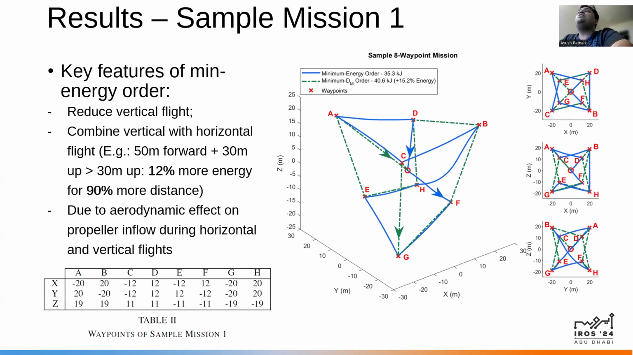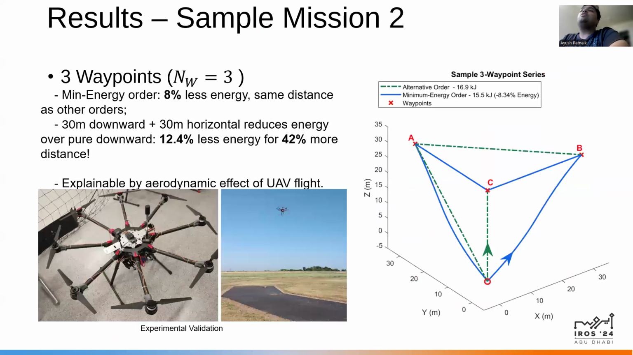We identified behaviors which contributed to the difference, and the key takeaways are to reduce the number of vertical flights and combine them with horizontal flights as well. For example, combining a 50-meter forward flight and a 30-meter up flight uses only 12% more energy for 90% more distance, due to the aerodynamic effects on inflow.